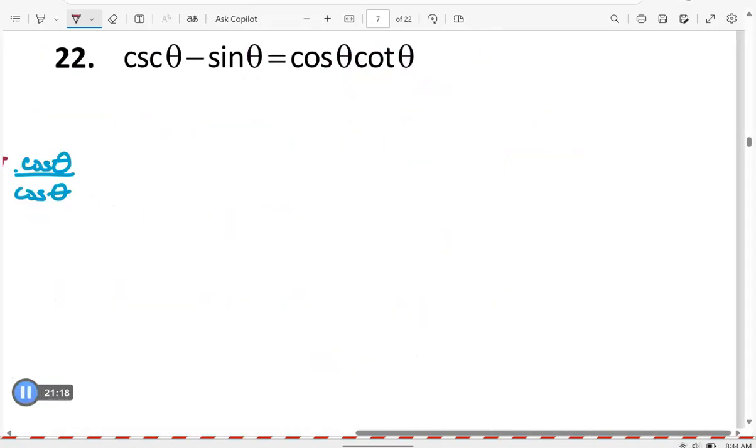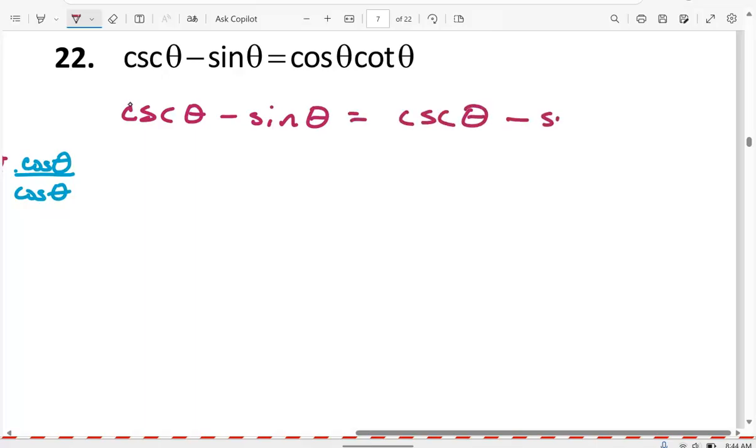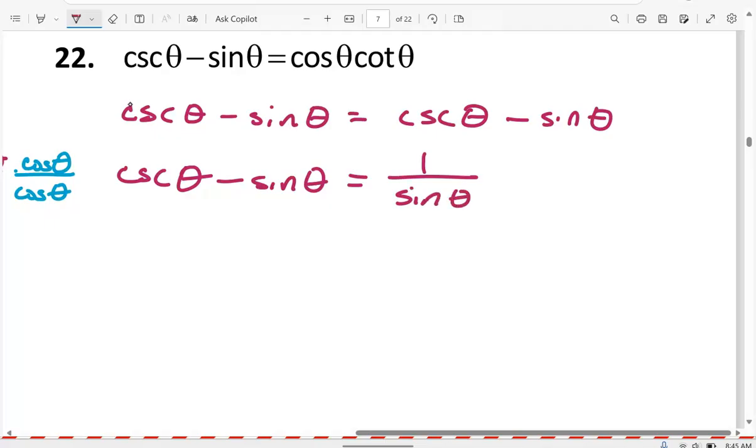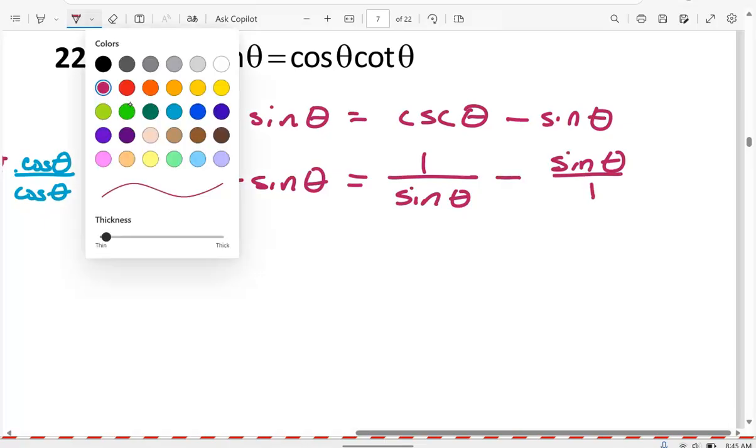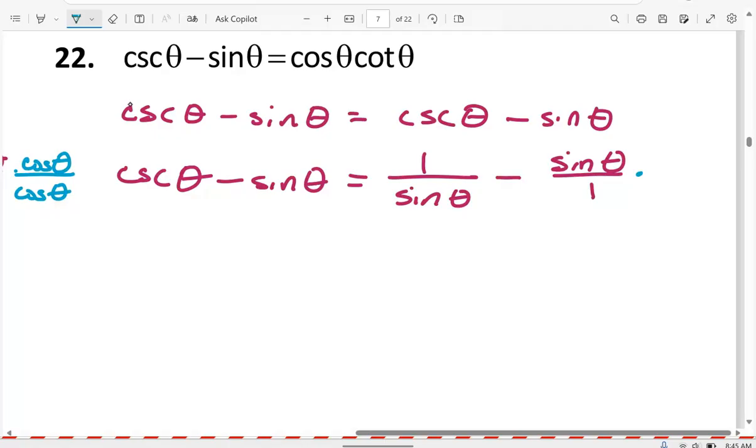In number 22, we're going to start with the cosecant of theta minus the sine of theta is equal to the cosecant of theta minus the sine of theta. We're going to leave the left side of this equation alone and transform the right. Cosecant of theta is 1 over the sine of theta, and sine of theta is sine of theta over 1. If we are going to subtract these fractions, we'll need a common denominator, so we're going to multiply the second fraction by sine of theta over sine of theta.